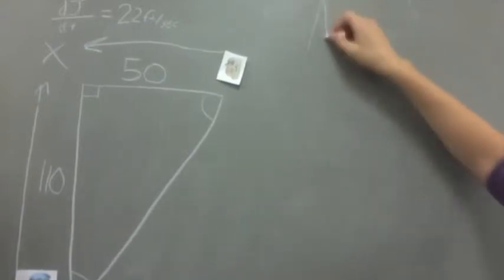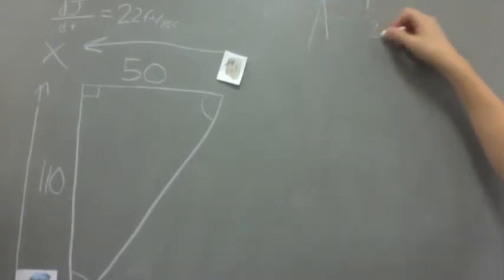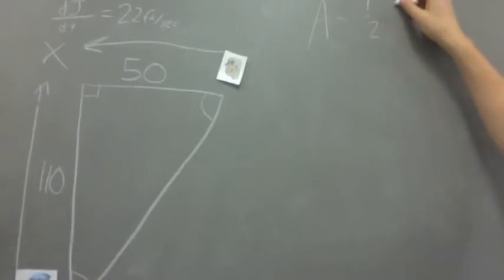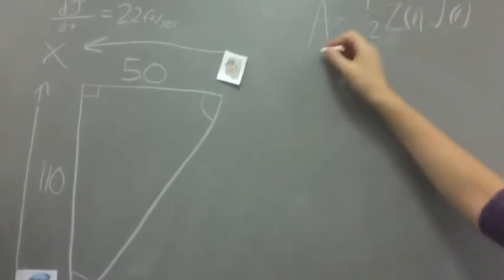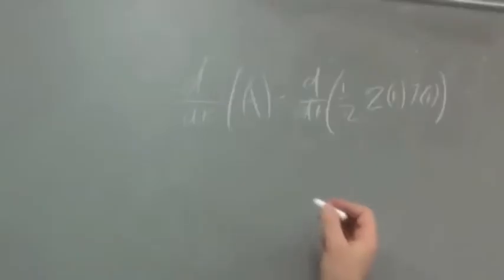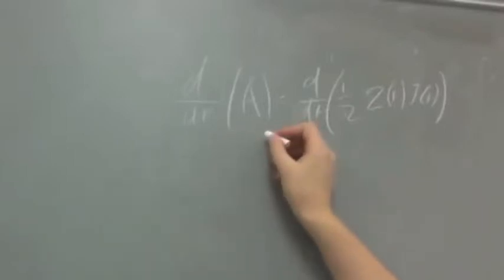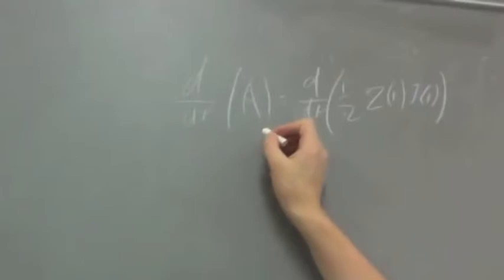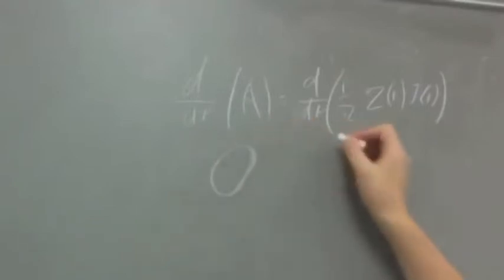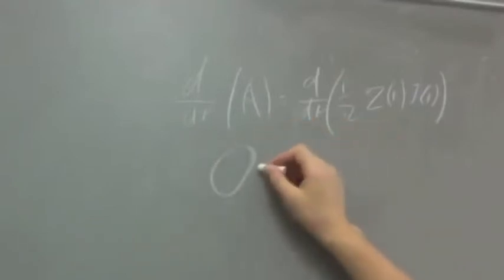So, using what we know, we could use the area of the triangle formula, which is area equals 1/2 of base times height, although in this case it's z times j. Next, we have to differentiate both sides. To differentiate any constant, you get 0. So the derivative of the area is 0.